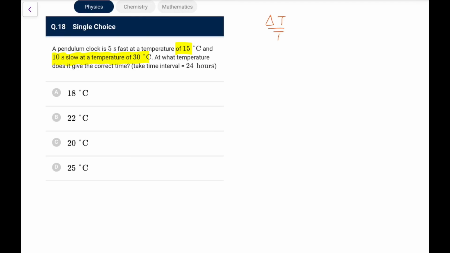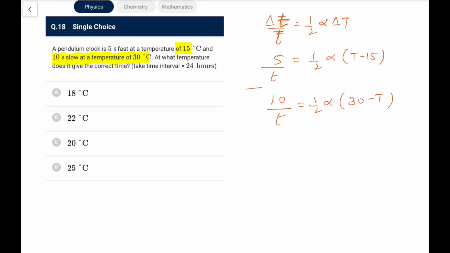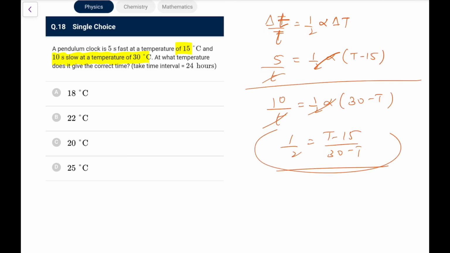So what I can say, delta t by t is equal to half alpha delta T. So for the first one, I take the duration to be the same, and delta T denotes the temperature. Let's say 5 seconds fast, so 5 upon t is equal to half alpha into, let's say the correct temperature is T, so T minus 15 here. And then it is 10 seconds slow, so 10 by t is half alpha into 30 minus T. Dividing, t will get cancelled, half alpha goes. So 1 by 2 is T minus 15 upon 30 minus T. So you can directly make out it should be 20 from the data, because for 20 this gap is 5 and this gap is 10. So 5 is to 10 is 1 is to 2. So go for 20 degrees.